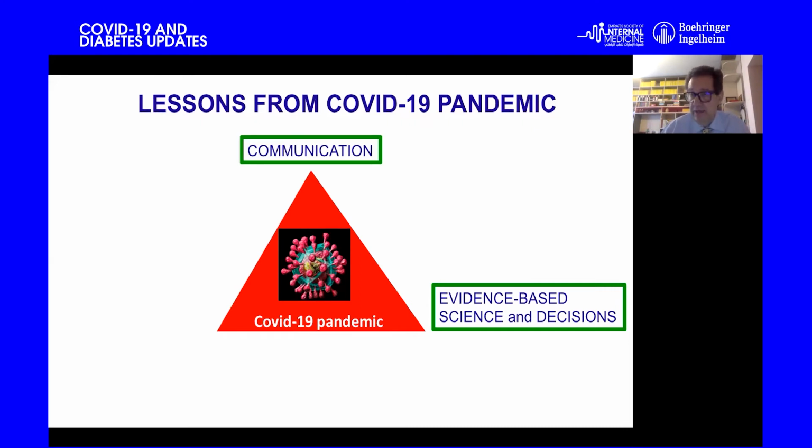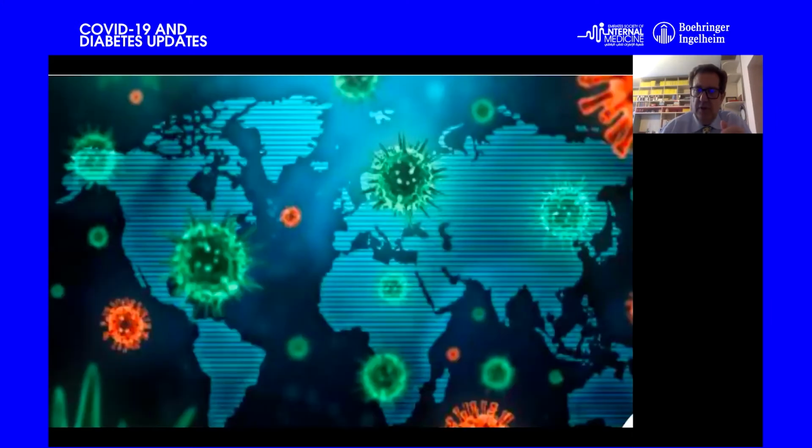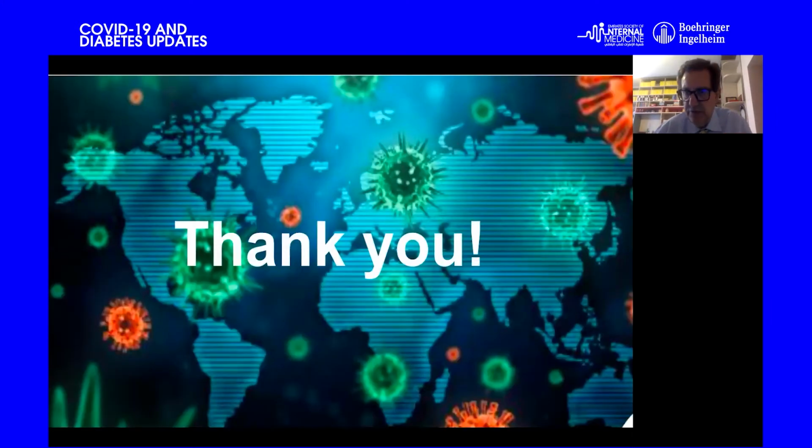We need true communication. We need collaboration, but particularly we need to trust in each other, trust between citizens and healthcare authorities. Otherwise, all we are going to do probably will not be effective in facing this very dramatic situation, which is even more dramatic for people with diabetes, as already very well described by Dr. Afid. Thank you very much for your attention.